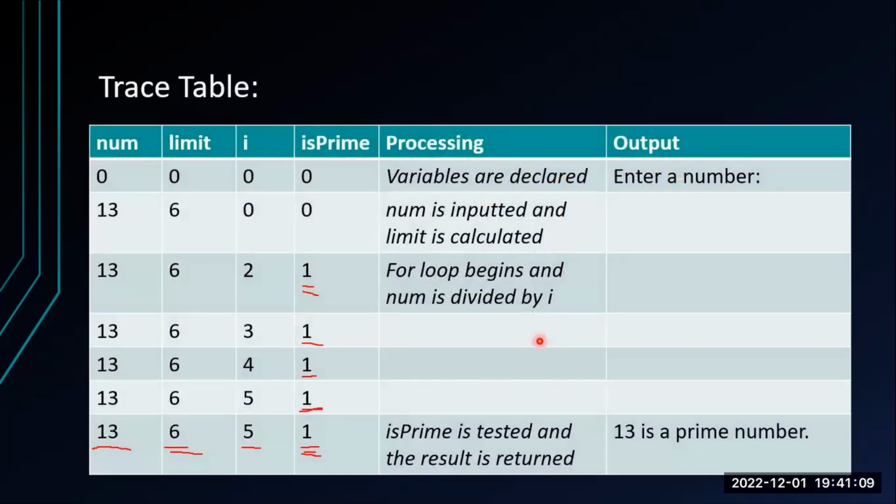So just to look over the trace table. Just like the previous program, the variables having been declared are initialized with 0, with no value at all. So then inputting a number, we come here, but before we get to that, we'll then have for our first output, enter a number. So again, for the sake of demonstration, we'll use, let's say, 13.